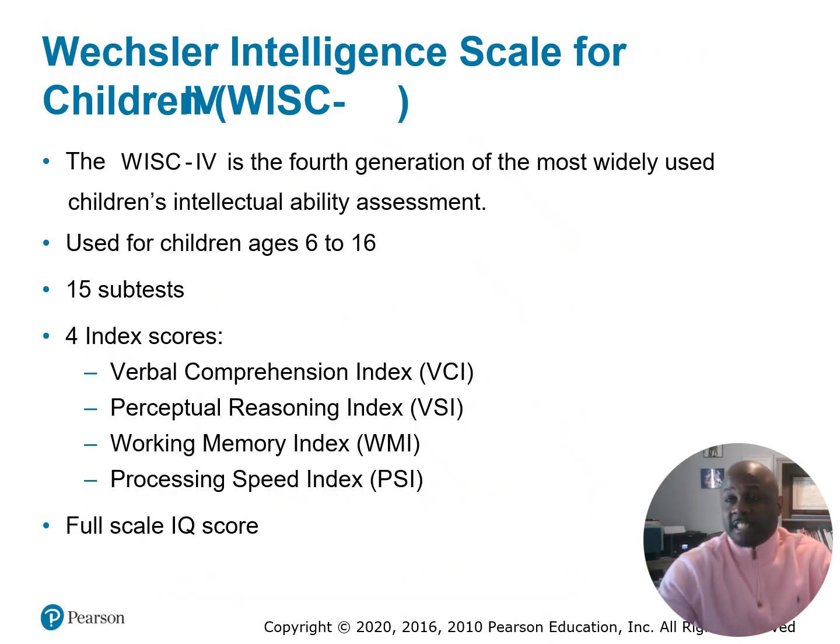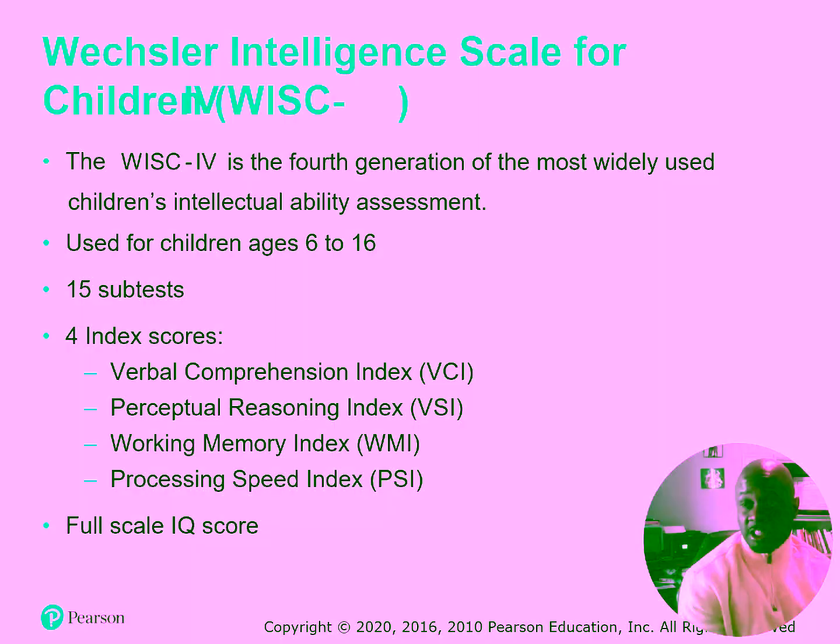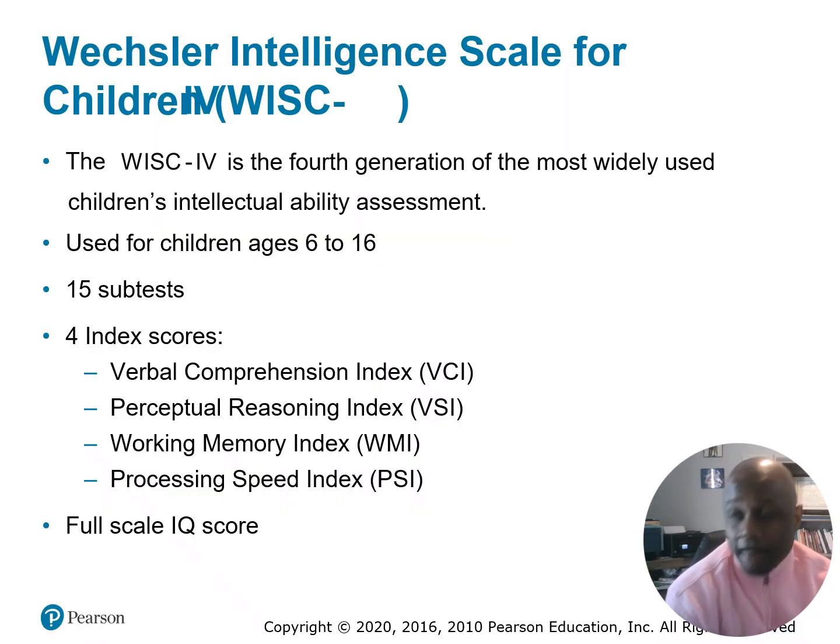So the Wechsler Intelligence Scale for Children, the WISC-4, is the fourth generation of the most widely used children's intellectual ability test. This is used when people are assessed in school for IEPs and for different levels of intelligence and ability. There are 15 subtests and 4 index scores: verbal comprehension, perceptual reasoning, working memory index, and processing speed, and a full scale IQ score is provided. Again, school psychologists administer this test. This is not really a test that counselors would administer.